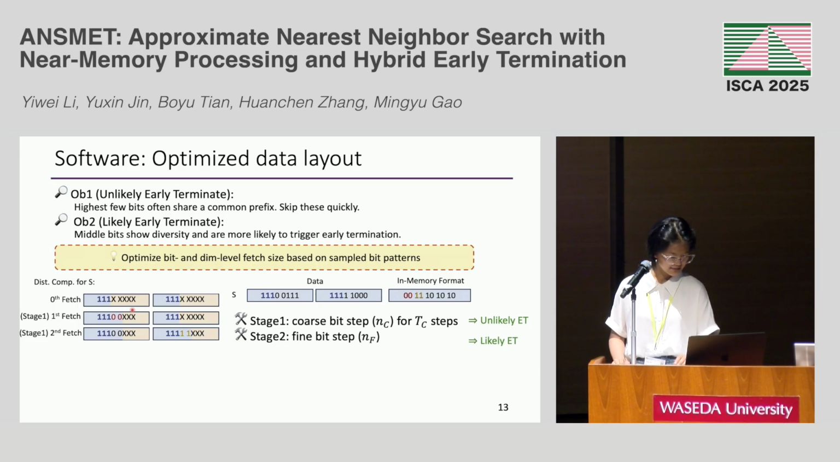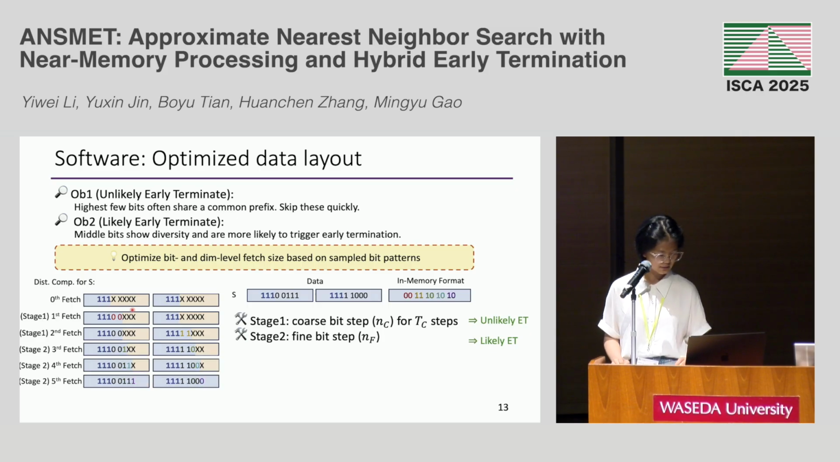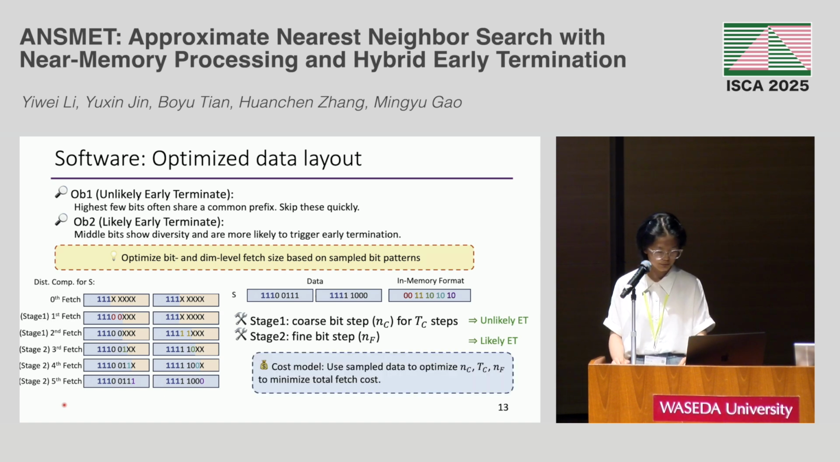Then, on the second stage, we take fine bit steps so that we wouldn't miss the bit that early terminates this vector. So on the third, fourth, and fifth fetch, we fetch the same bit position across different dimensions. So the parameter NF here is 1. To optimize those 3 parameters, we propose a cost model that uses sample data to find the parameter set that minimizes the total fetch cost.